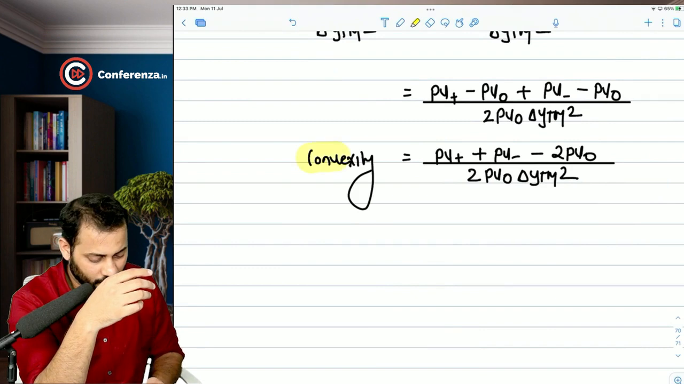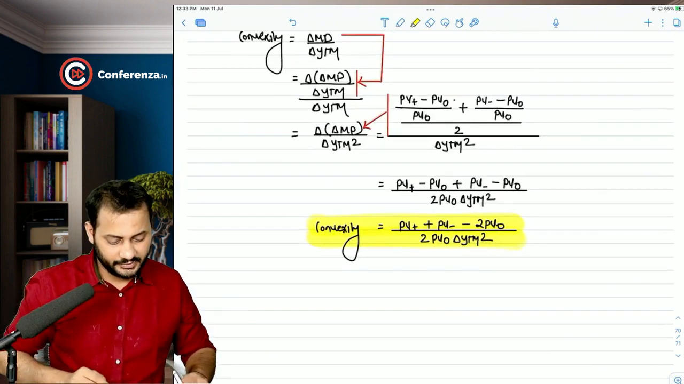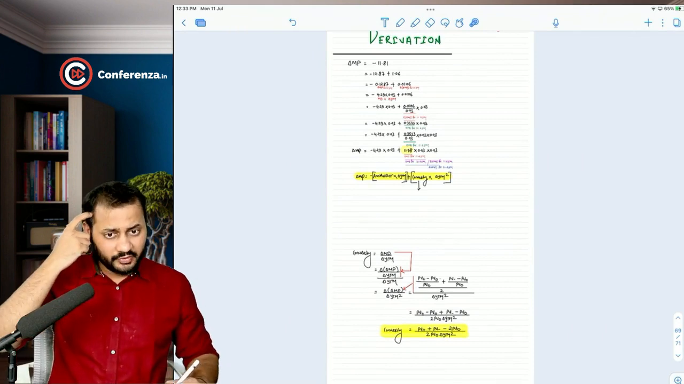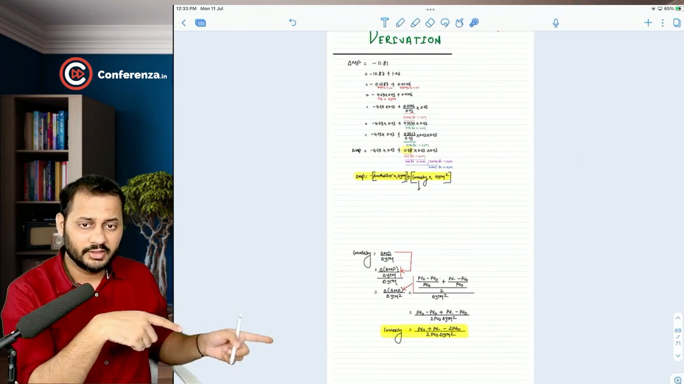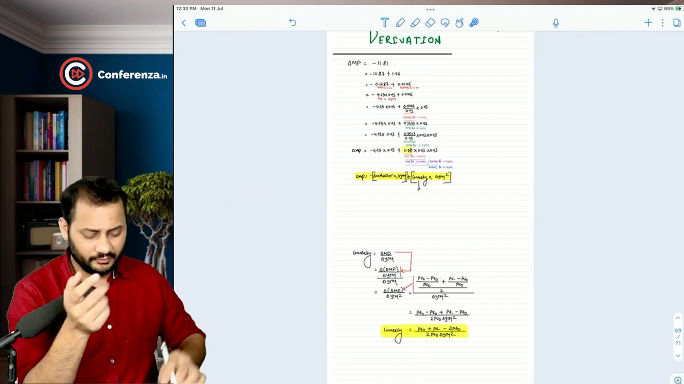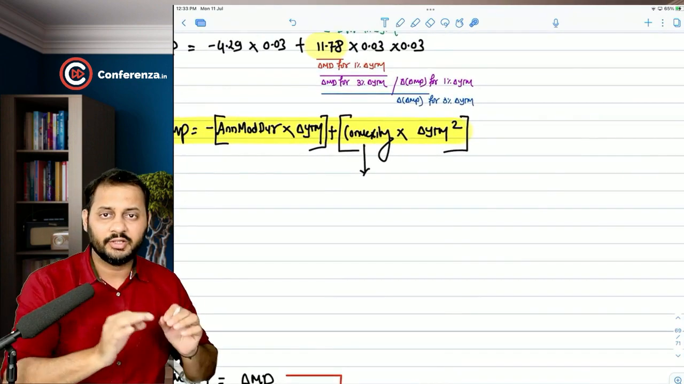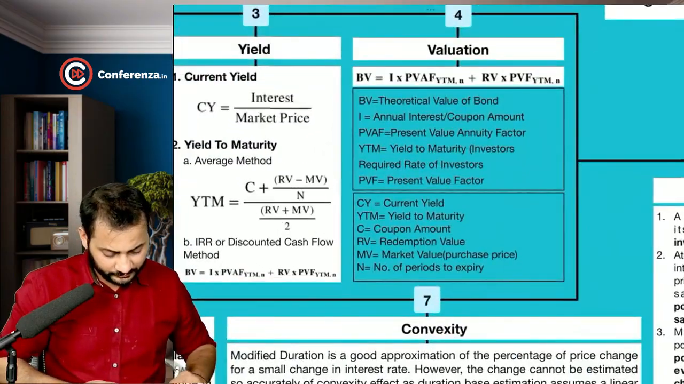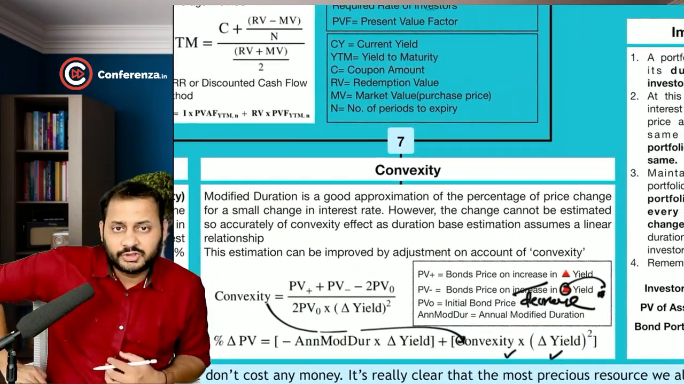You will find out the convexity with the help of this formula first of all, and then you will keep it in the formula of change in market price. See, you will find out the convexity with this formula, and then you will keep that in this formula. You will get the answer. So these are the only two formulas. Let's check these formulas with the institute's formula in our chart.